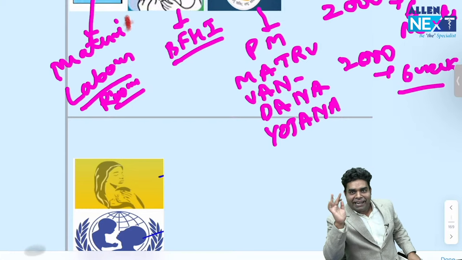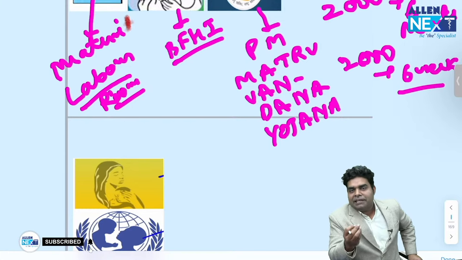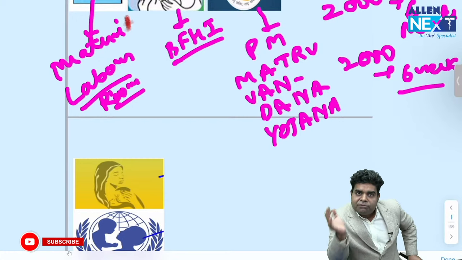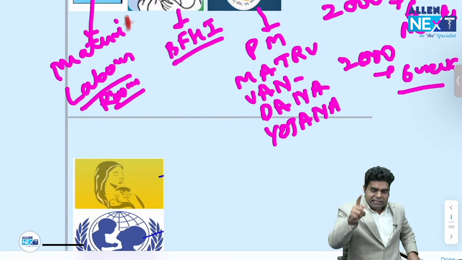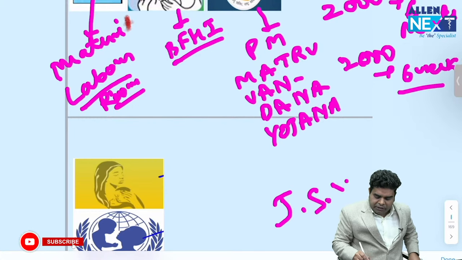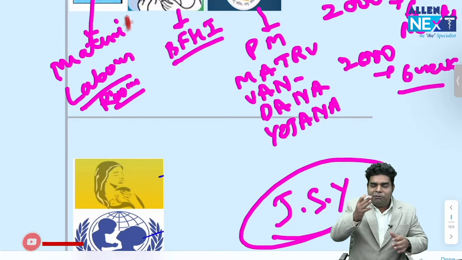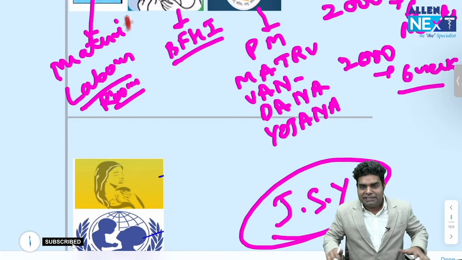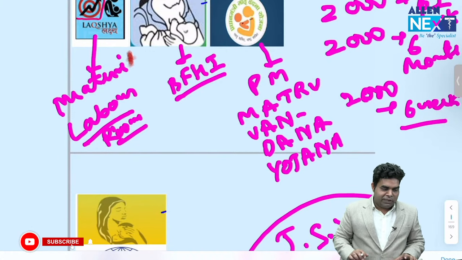So it's mostly in the air, and many of the students must be seeing it. Have you seen in any state money being given after delivery, money being given before delivery? After delivery money is given, and that is JSY, Janani Suraksha Yojana, which is implemented in all the states. But before delivery, have you seen money being given? If not, it means this program is in air. That's why mother and child are incomplete in PM Matru Vandana Yojana.